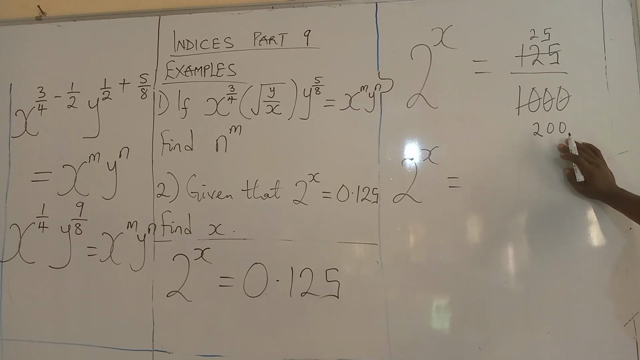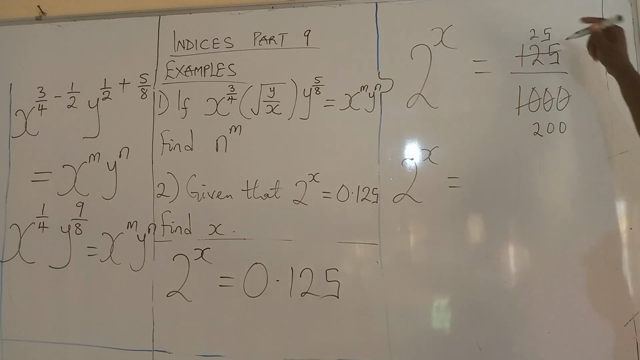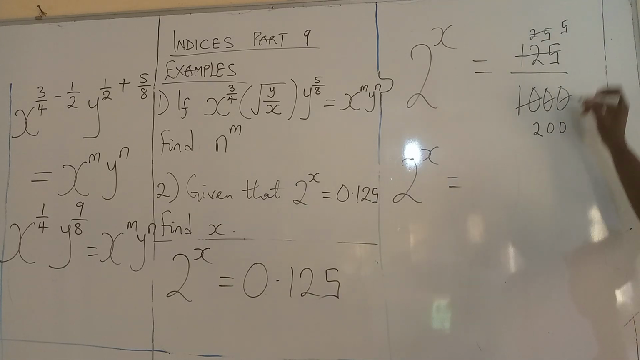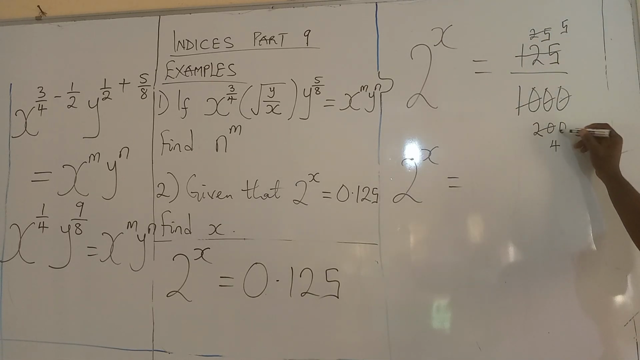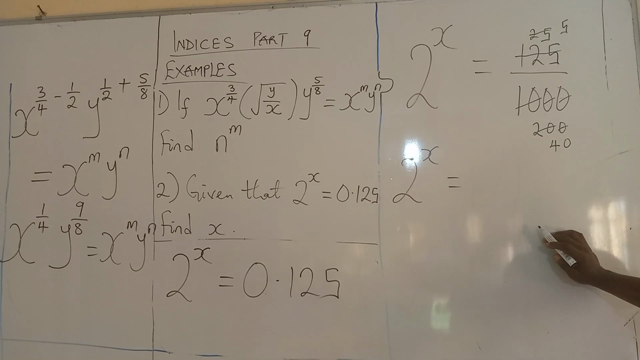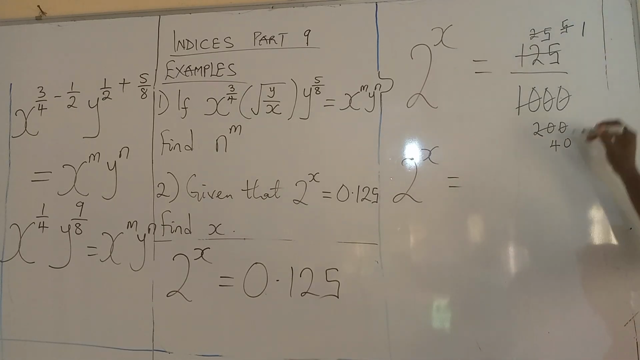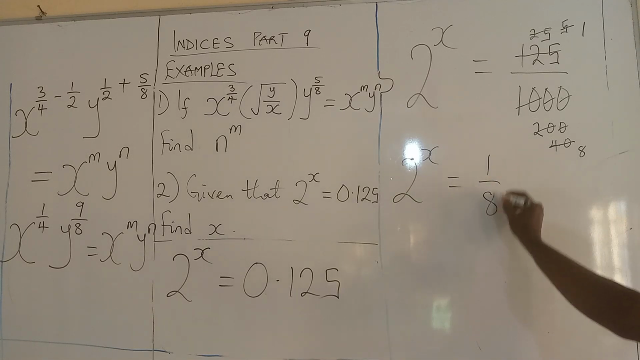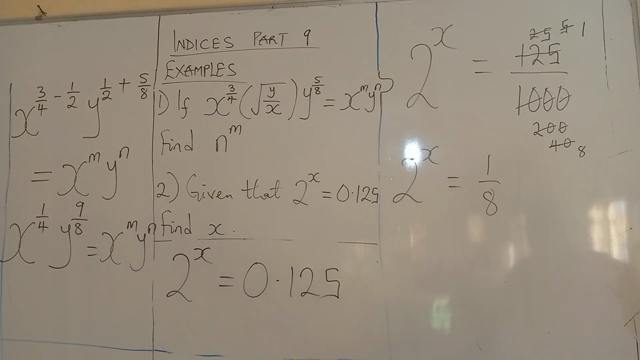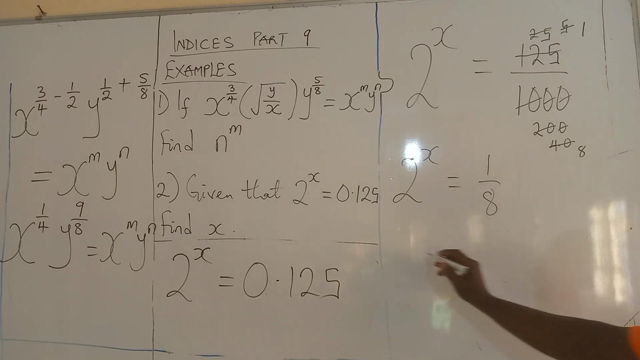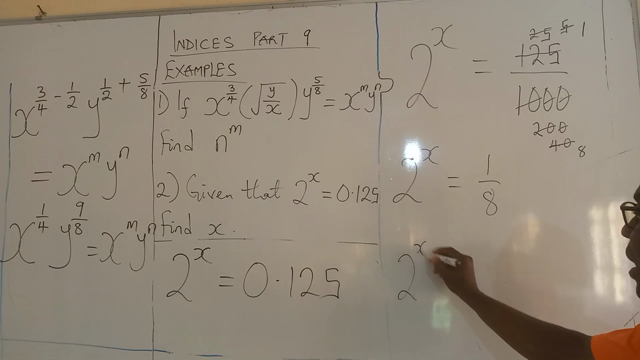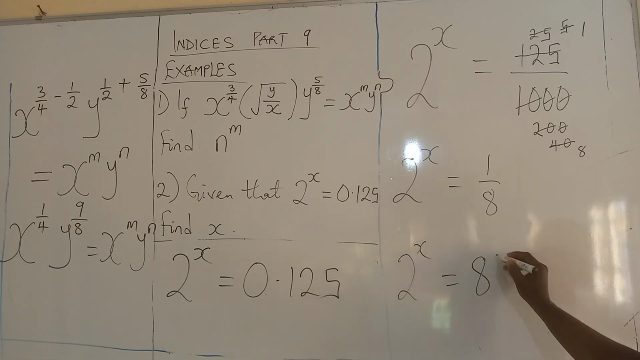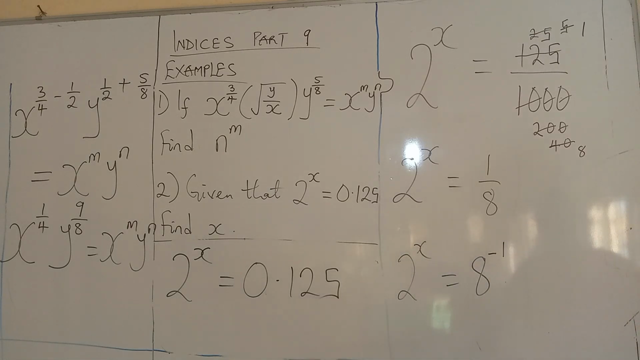You can still divide it again. You can use 25 if you want to, but let's play with 5. 5 here, 5. And then 5 here, 4. And then 0. 5 again, 5 here, 1. And then 5 here, 8. So that's giving us 1 over 8. Still from our knowledge of indices, this is the same thing as saying 2 raised to the power x is equal to 8 raised to the power minus 1.